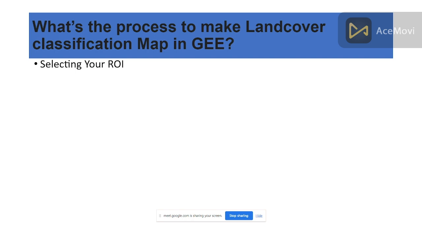Simply select your boundary. You can easily import your boundary shape file. Then select your region of interest, and then choose and filter the image collection. If you want, you can use Landsat, or if you want, you can use Sentinel. There is no problem. Just choose and filter your image collection.